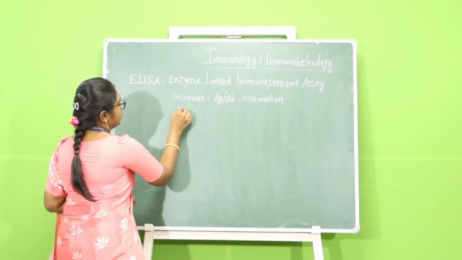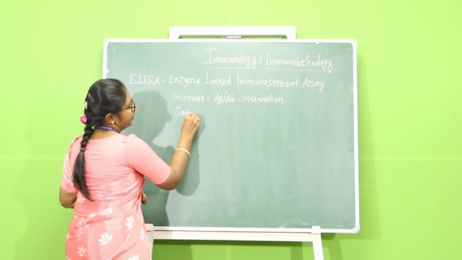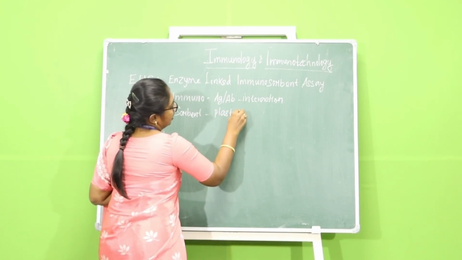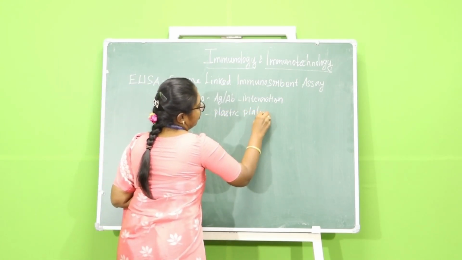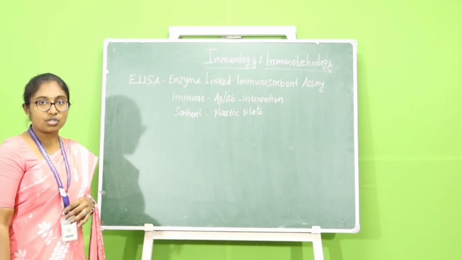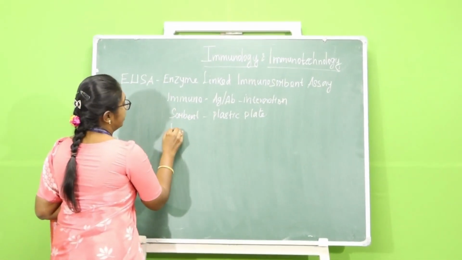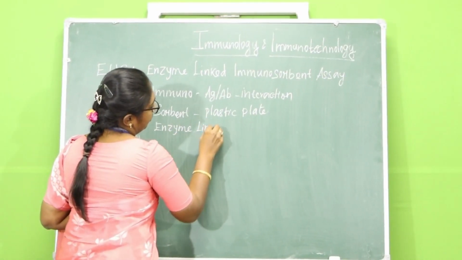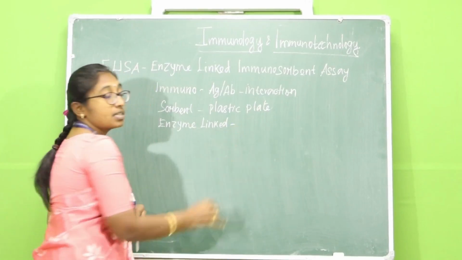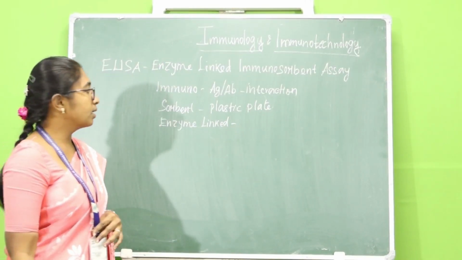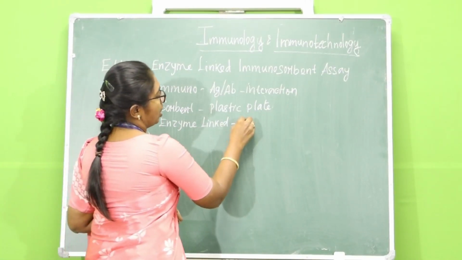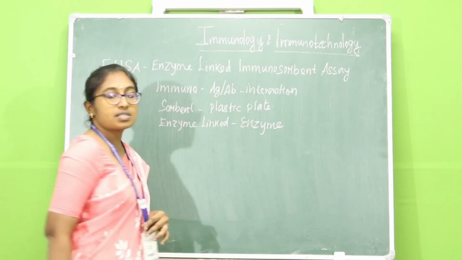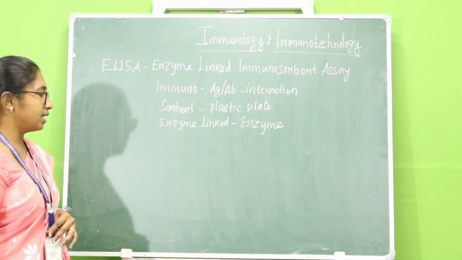and sorbent. Sorbent is nothing but a plastic plate where we put antigen or antibody, and enzyme link, which means here we use an enzyme to attach with the antigen or antibody. So that's why it is named enzyme-linked immunosorbent assay.